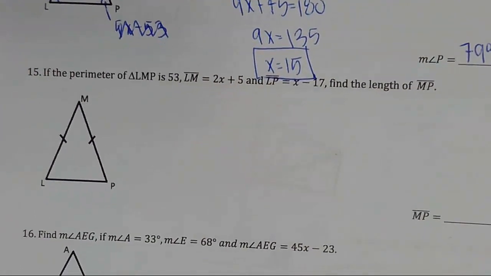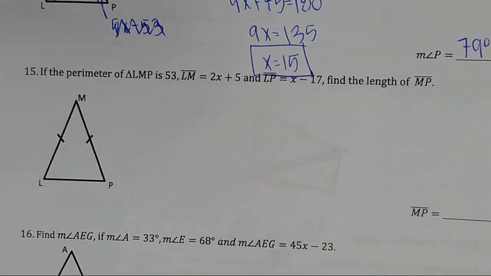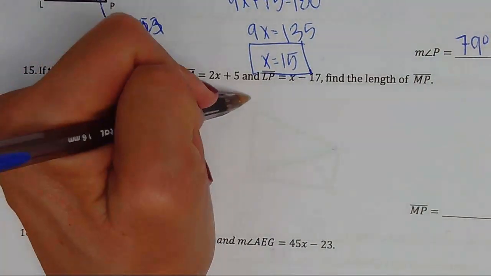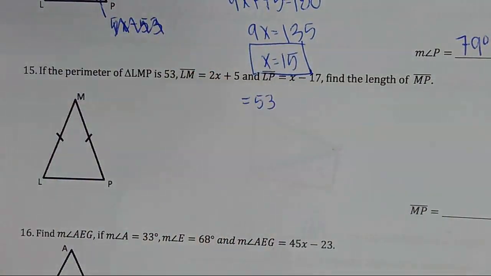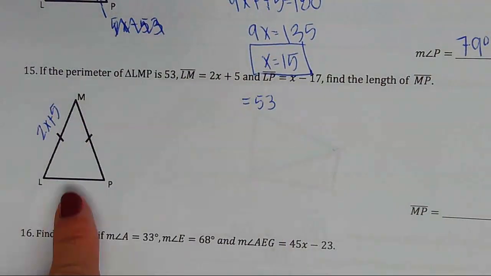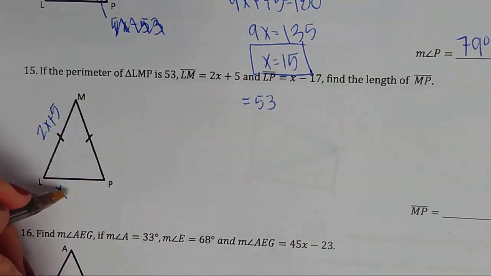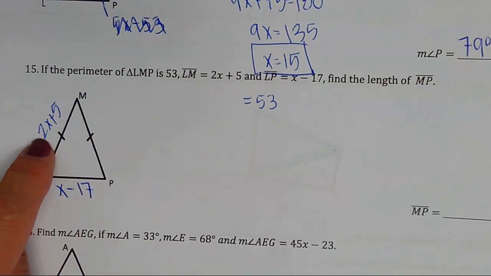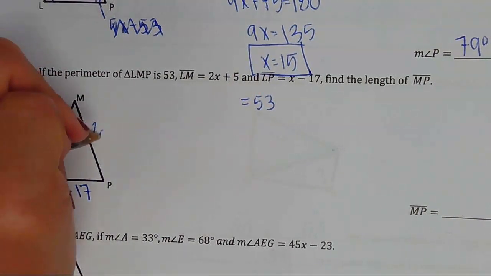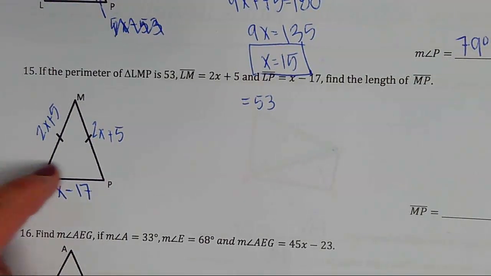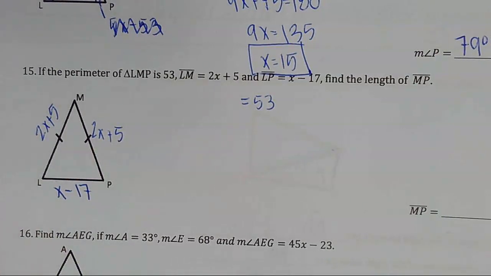Okay, so next up, the perimeter of triangle LMP is equal to 53. I know that LM is 2x plus 5, and LP is equal to x minus 17. Well, I also know that if this is 2x plus 5, then this is 2x plus 5, because they are the same, being an isosceles triangle.